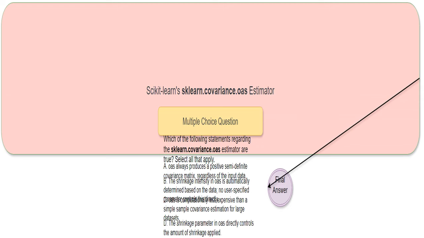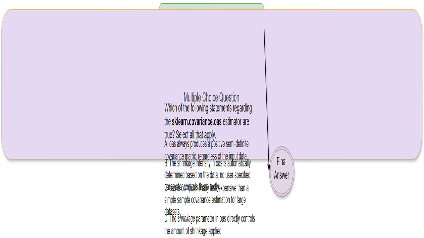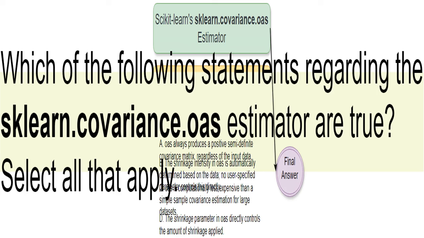We're exploring the OAS estimator from Sklearn's covariance module. It's a method to estimate covariance matrices, which are crucial for understanding relationships between variables in a dataset. I'm presenting a multiple-choice quiz to test your understanding of the OAS estimator's properties. Let's dive into the quiz questions. Each statement presents a claim about how the OAS estimator works.